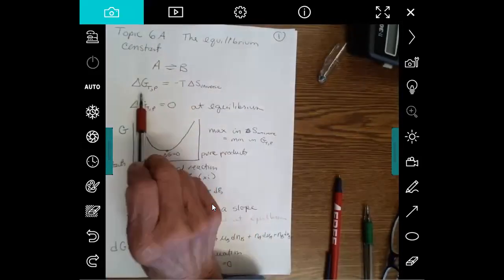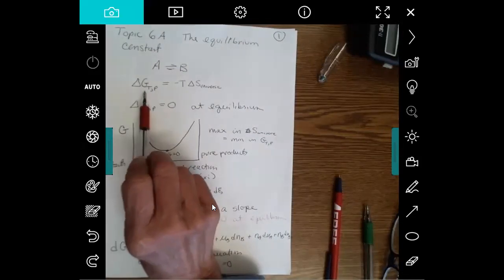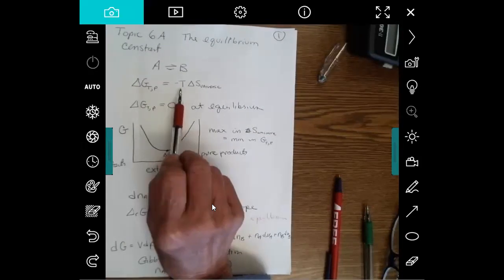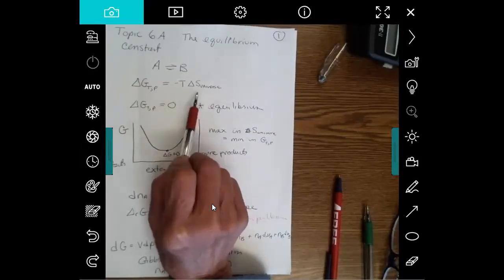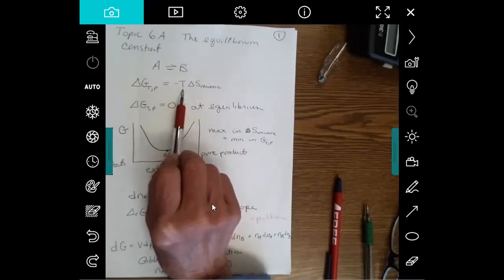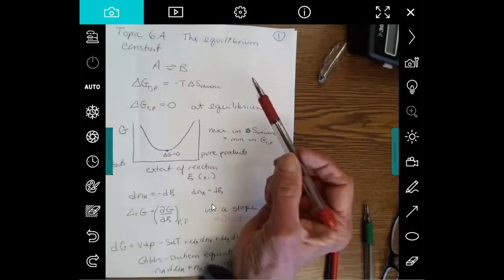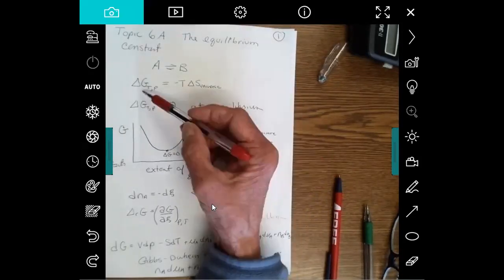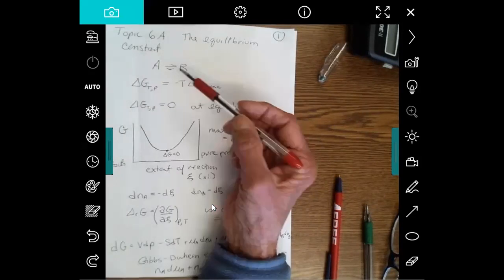So we remember that a change in Gibbs free energy, if temperature and pressure are constant, is equal to a negative T times delta S of the universe. So if T's in Kelvin, that's always positive, which means if we're looking for the maximum entropy when a process stops changing, that would mean that we're looking for the minimum Gibbs free energy.